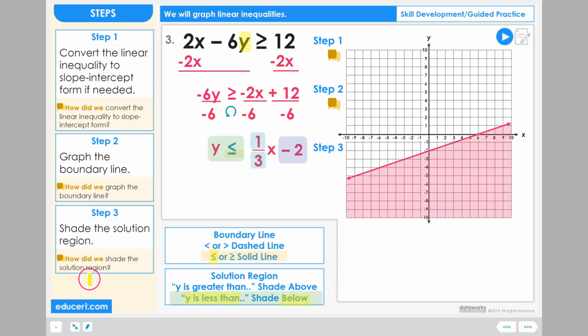How did we shade the solution region? We shaded the solution region by looking at the y and the inequality and using our rule that if y is less than, then we shade below.